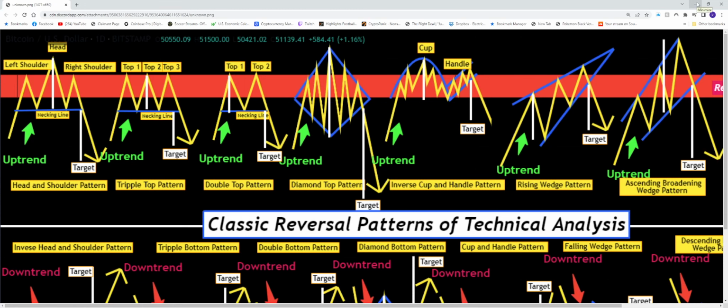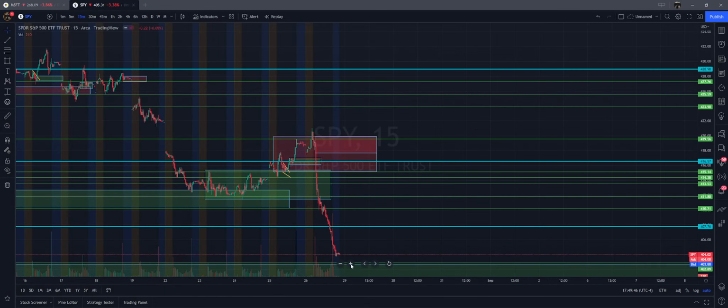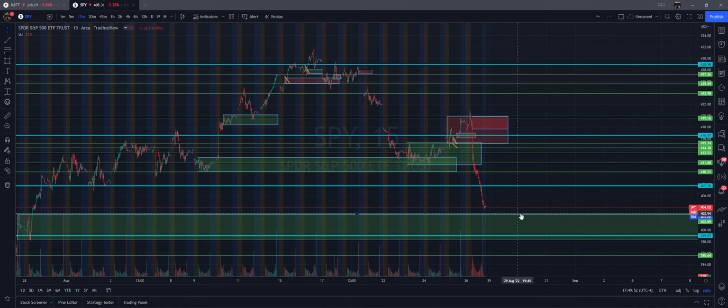So don't make this hard. You see some of the patterns over here at the demand zone. Don't be scared to long it. Just go buy a call, and see where you take the profits.